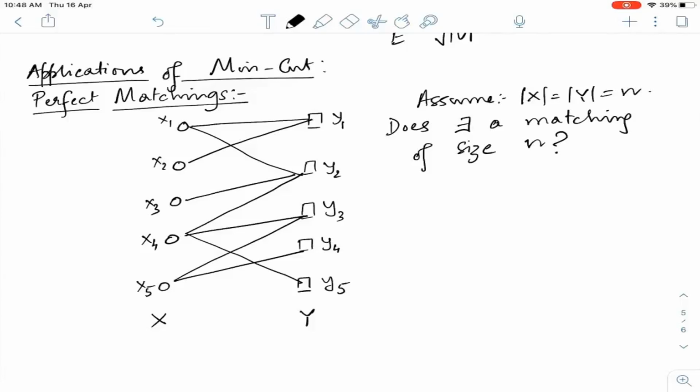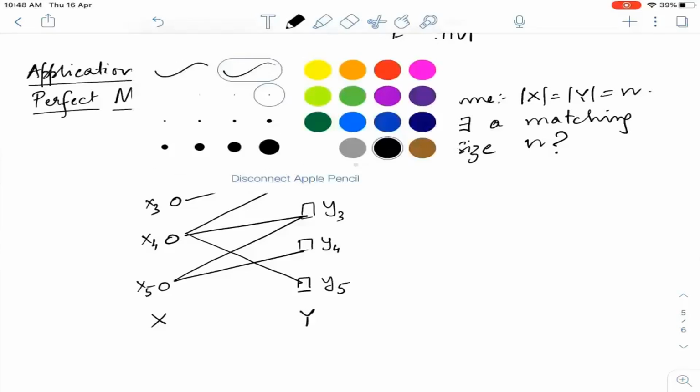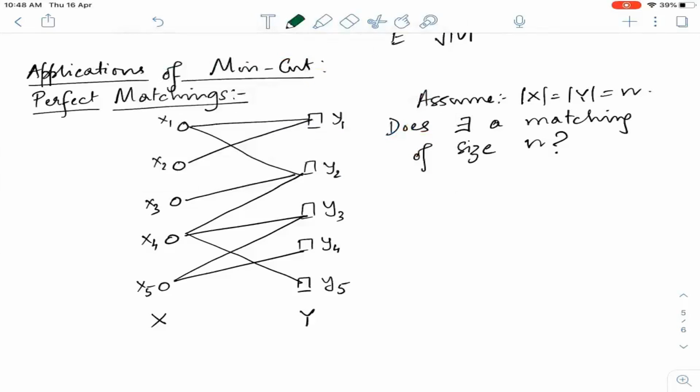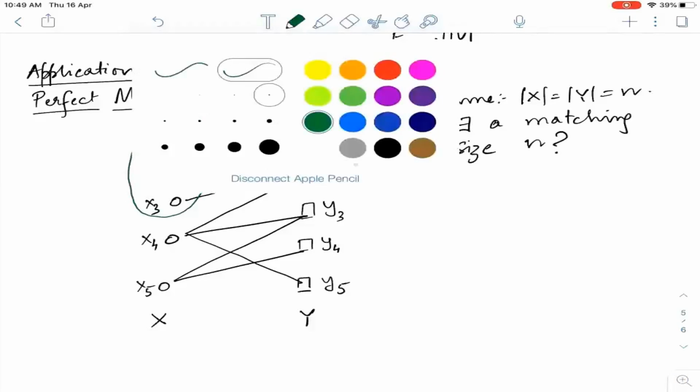But the issue is the following. As some people have pointed out already, let's just look at this set of vertices, x1, x2, x3. What is the neighborhood of this set? I did not define neighborhood, but I think it's a self-explanatory definition. Essentially, it is the set of vertices on the right-hand side such that x1, x2, x3 have an edge to that set. If you look at it, that set is y1, y2.